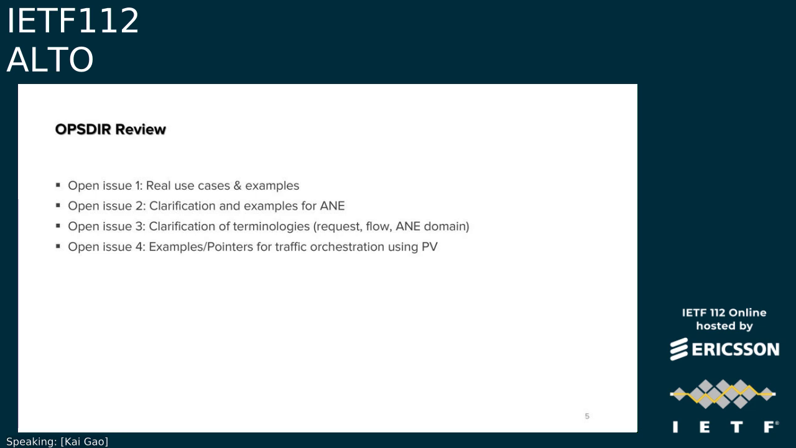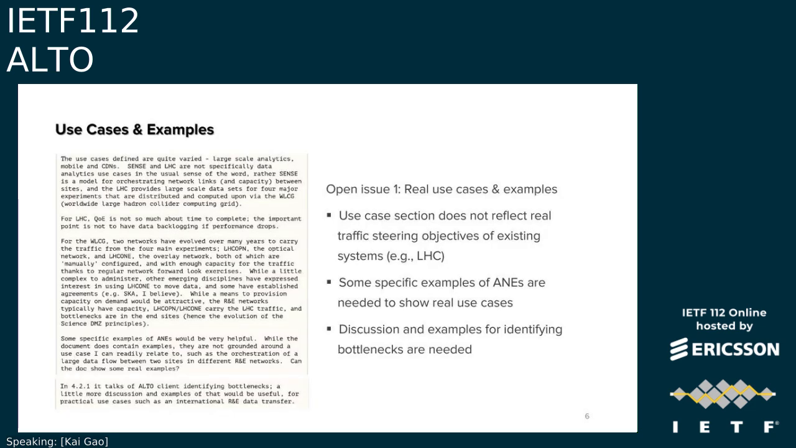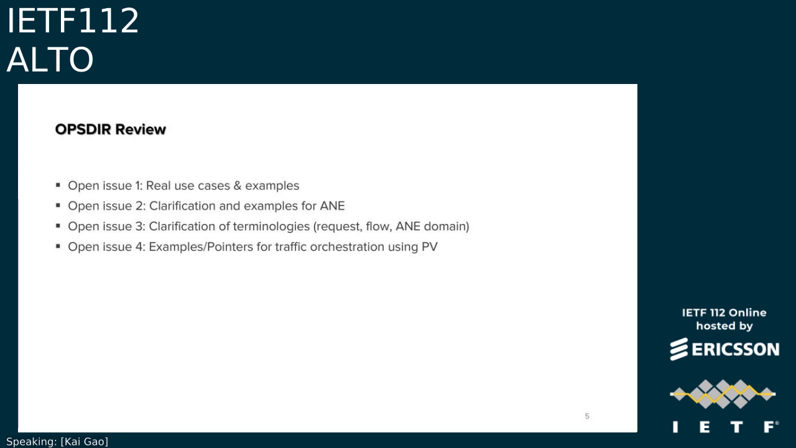And actually, most of the open issues come from the review from OPSDIR, and we have classified them into four major issues. The first is that the reviewer asks for more real use cases and examples to better clarify the extensions in the document, and there are also some concerns about the clarity of the concept of abstract network element. And then there are some terms that may not be very clear, that may trigger ambiguous meanings. And the last is that the reviewer asks for some examples of how the path vector can be used in practice. So next slide, please.